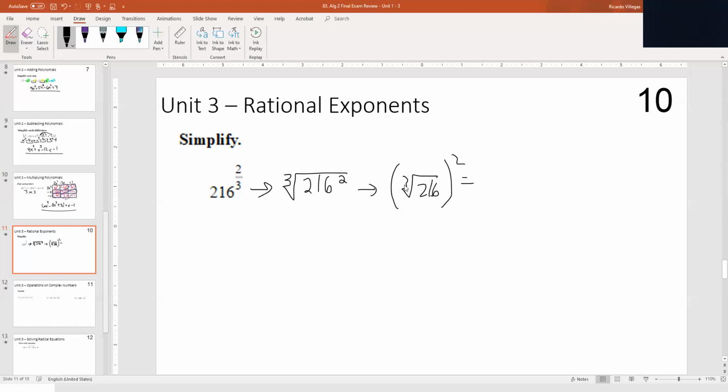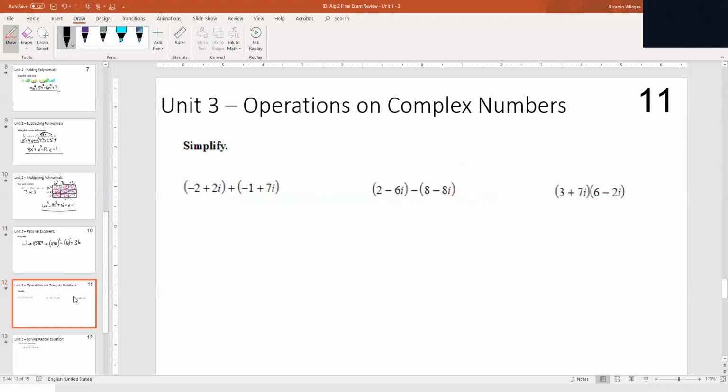So the cube root of 216 means what number times itself 3 times gives you 216? And that number is actually 6. So then we end up getting parentheses 6 squared, because 6 times 6 times 6 equals 216. And then this squared, which just follows, and then 6 squared equals 36. So this is how you would convert this to a radical and then simplify the radical to get your simplified form. The next problem is an operation on complex numbers.